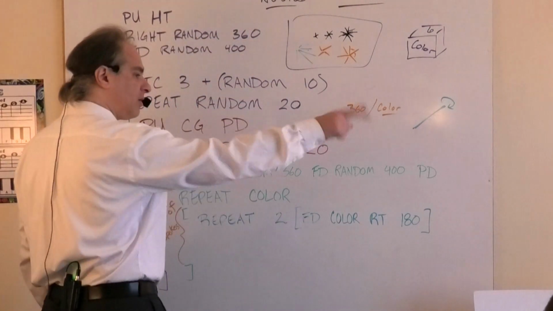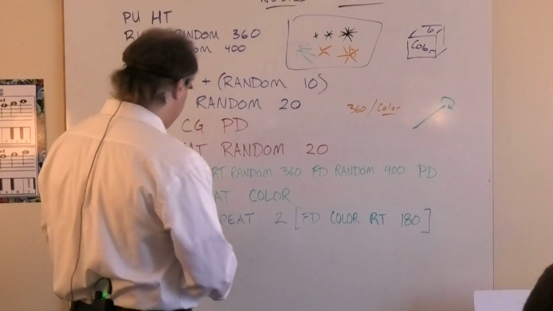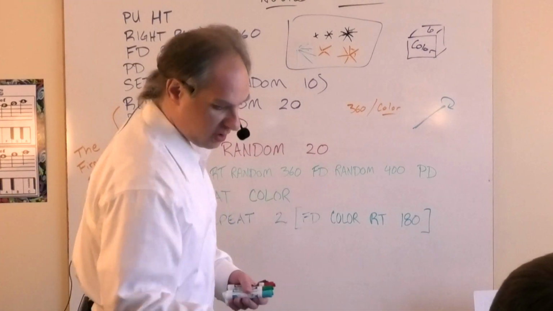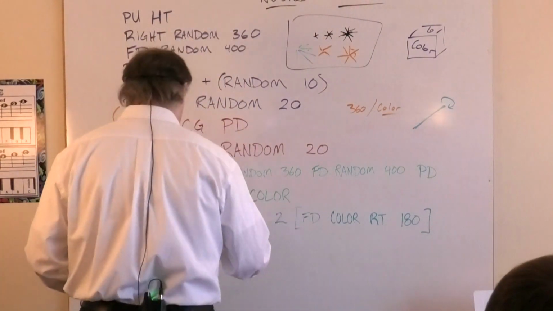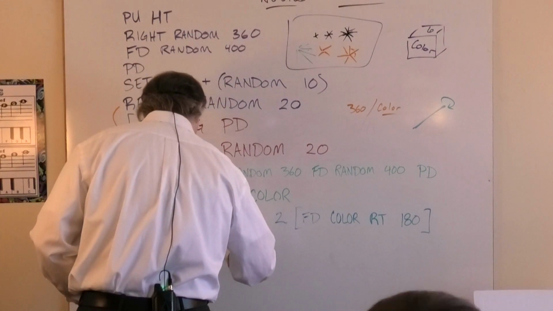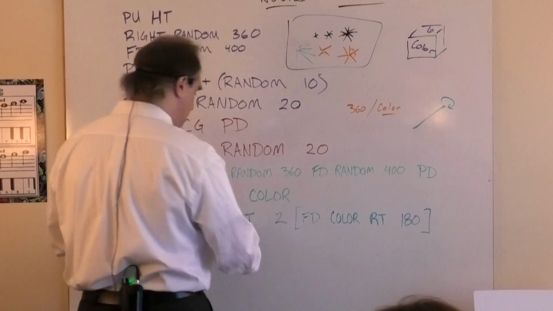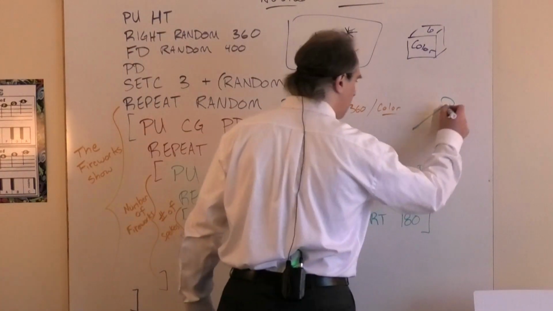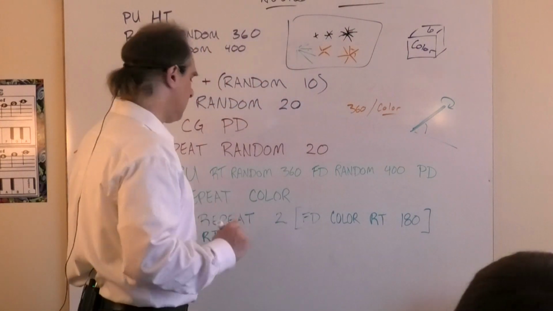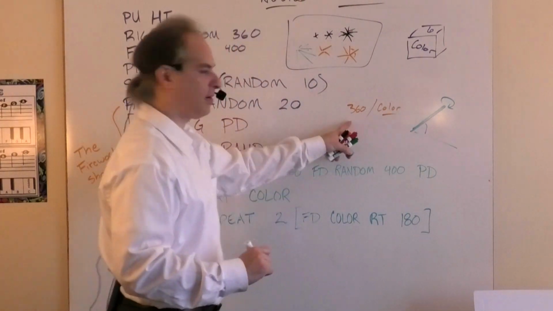Repeat 2, forward, turn 180, come back. And then we're going to turn right. Right? How much are we going to turn right now? Because this is creating the spoke. So we've created our spoke. Now we need to turn right that angle and do it again. So how much do we turn right?